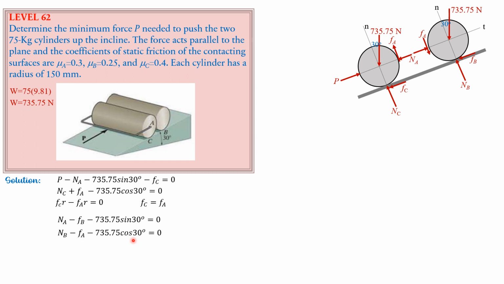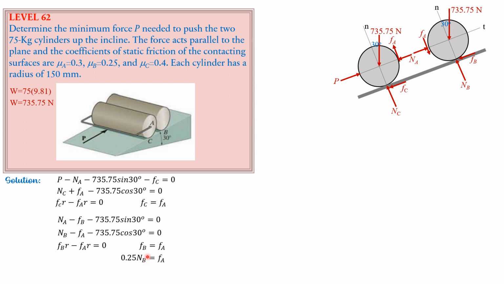So summation moment about the center, then we have FB times R minus FA times R equals 0. So that means FA is equal to FB. In other words, FA equals FB equals F sub C. Then the maximum frictional resistance at B, because it has the lowest coefficient of static friction, let's assume that it slips, B slips.